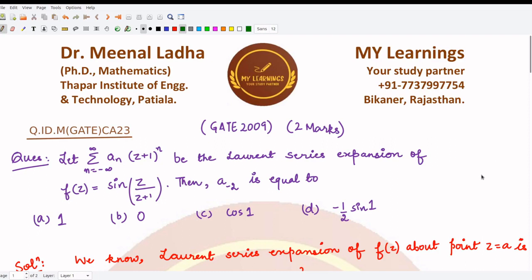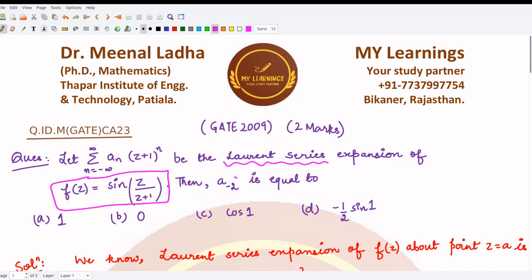In this video, we shall be discussing a question which appeared in GATE exam 2009 and it is of 2 marks. The question here is, if we are given some series of this form, summation a_n (z + 1)^n, this is defined to be the Laurent series for the expansion of this complex function f(z), which is sin z upon z + 1. This is given to us.